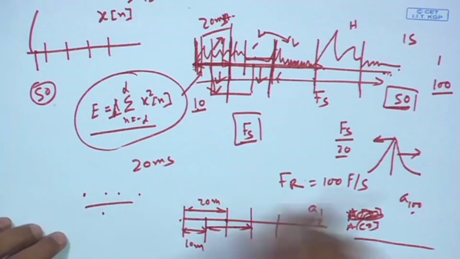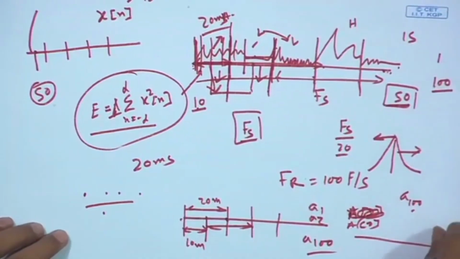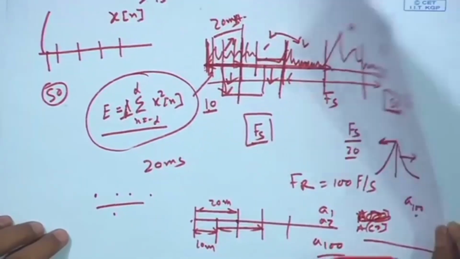Okay. Why do I take 20 millisecond and 10 millisecond? What is the logic behind it?